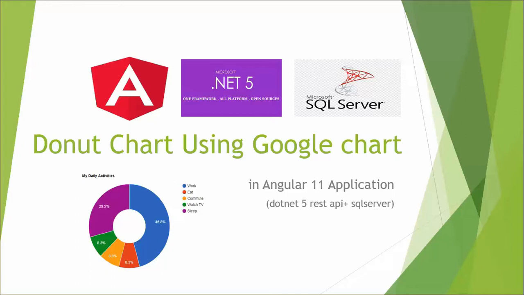In this video, I will show how to visualize a donut chart in an Angular application using the Google Chart Library, where the chart data will come from a .NET REST API. A donut chart is a pie chart with a hole in the center. Let's start building the donut chart in the Angular application.